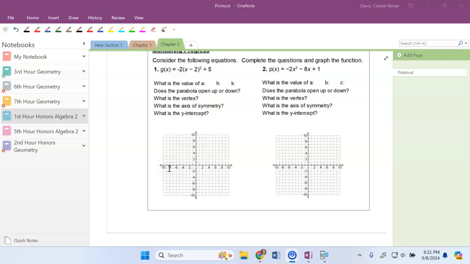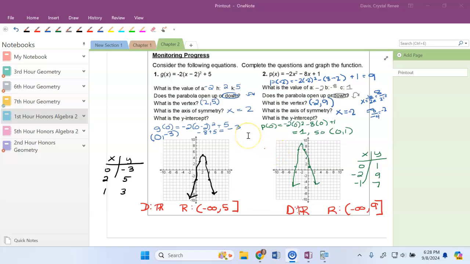All right, so now we've gone over an example of vertex form and of standard form. So here's one of each. I want you to pause this video and do both of these on your own. And then when you're done, unpause it and we'll go over the answers. All right, so let's see how you did.